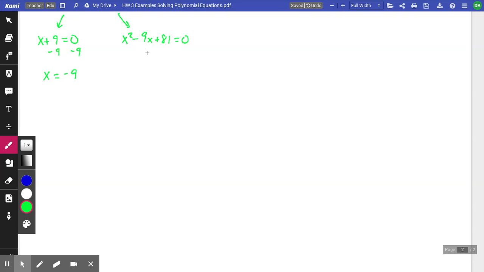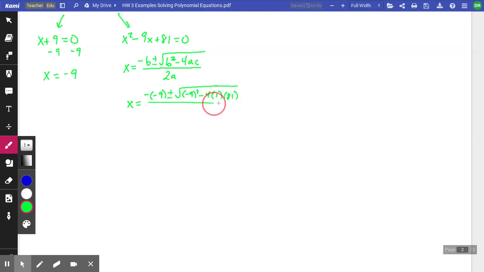So just a little bit of information for you. Anytime we use these formulas, this trinomial will not factor and cannot factor with integers. So the way we're going to solve these is we're going to use the quadratic formula. And so we substitute here, and we have a b value of negative 9, so we get negative 9 plus or minus the square root of negative 9 squared minus 4 times 1 times 81, all over 2 times 1.